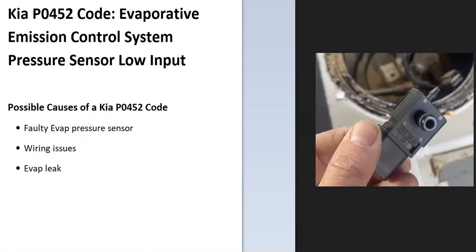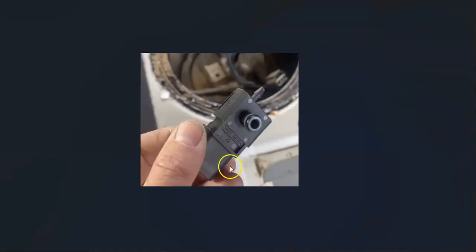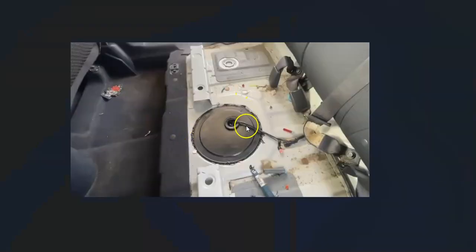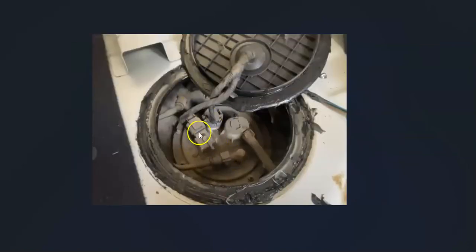And so the first thing to do when you get this is to locate the evap pressure sensor on your particular Kia. And most commonly it's going to be found on the fuel pump, which is going to be located underneath the back seat, underneath a cover. There'll be a round cover and they'll have some bolts on it. You just remove them. And then the fuel tank pressure sensor is going to be right there. And it'll have one or two bolts holding it in place with the wiring harness.